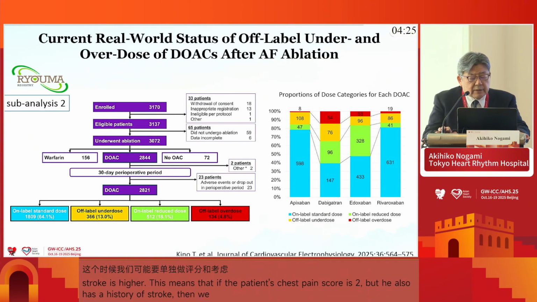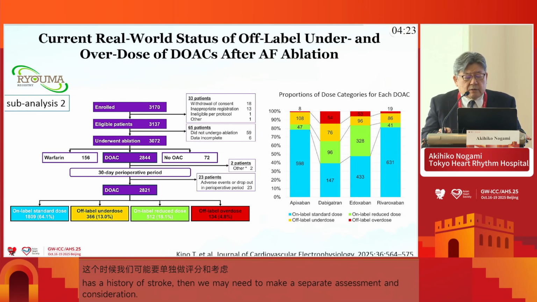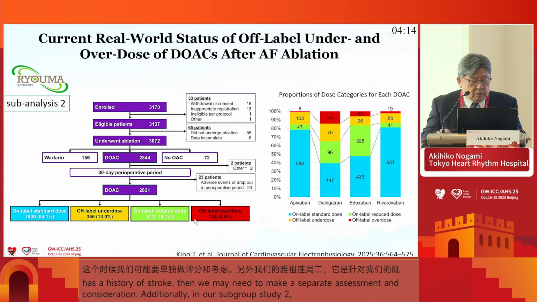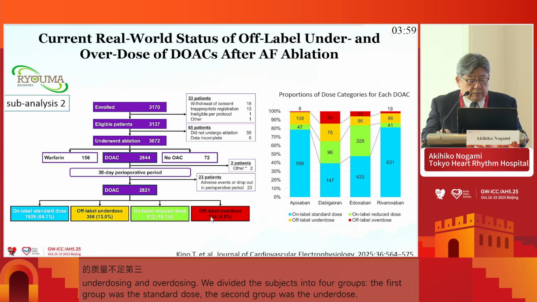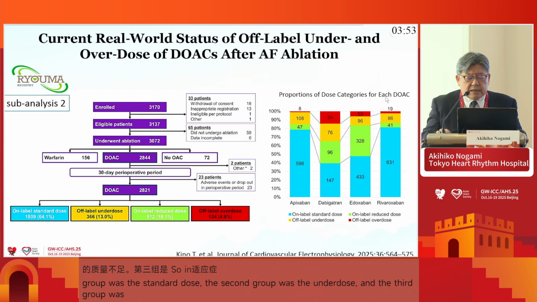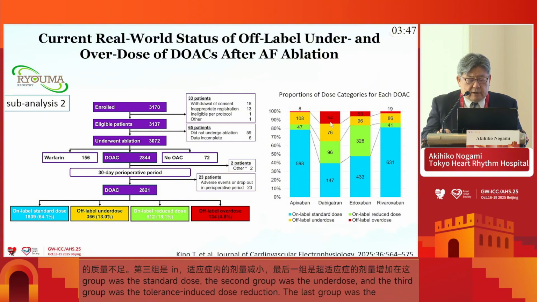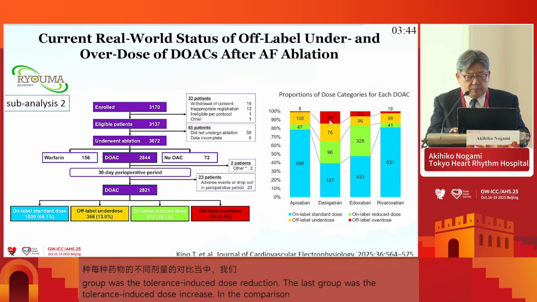So sub-analysis number 2 is the analysis of the off-label underdose and the off-label overdose. We classified into four subgroups. Number one group is the on-label standard dose, the second group is off-label underdose, the third one is on-label reduced dose, and the last subgroup is off-label overdose. And this is the proportion of those categories by each DOAC. And dabigatran has a little bit higher proportion of the off-label dose.